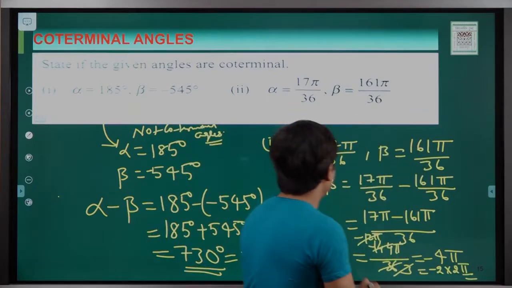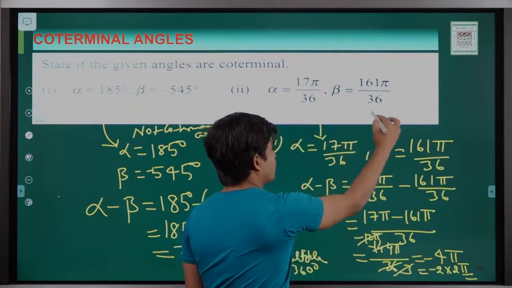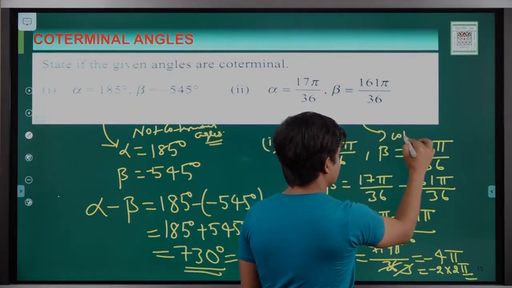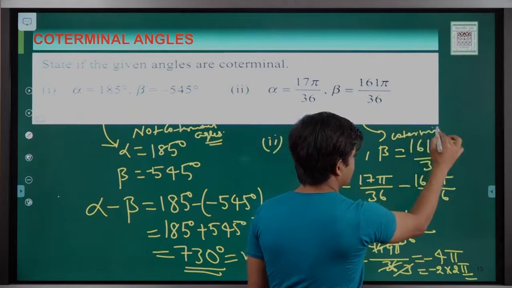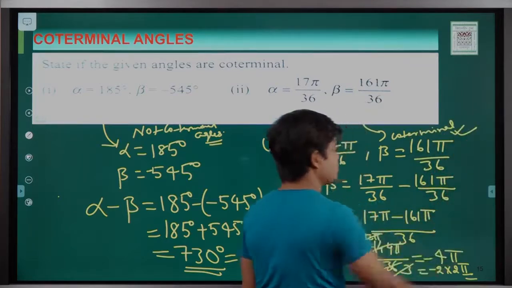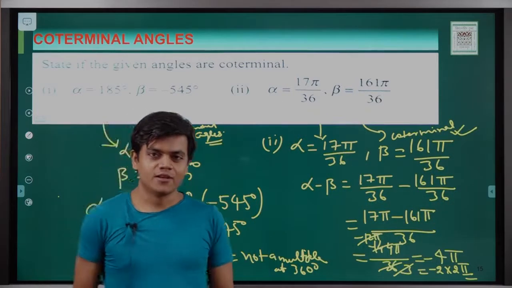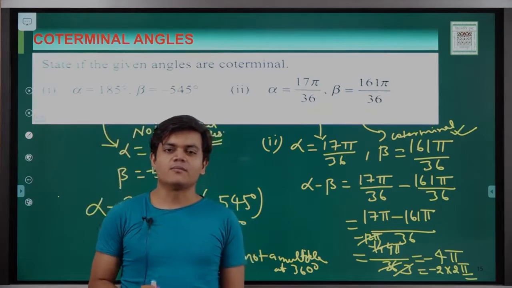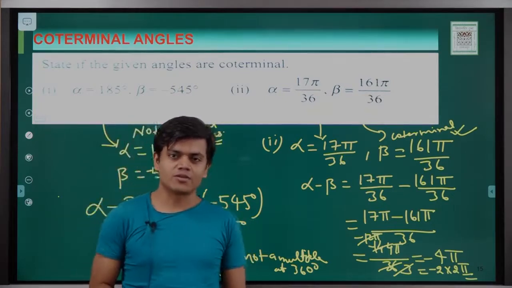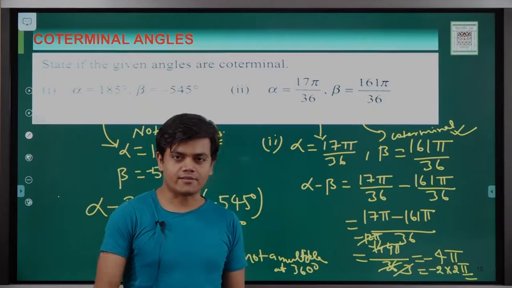So yes, this pair of angles are coterminal angles. Certainly this pair of angles is coterminal. So now we are going to discuss some more kinds of angles. Yes, we are going to discuss reference angles.